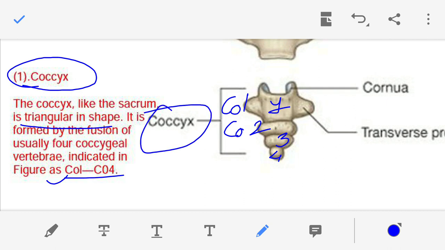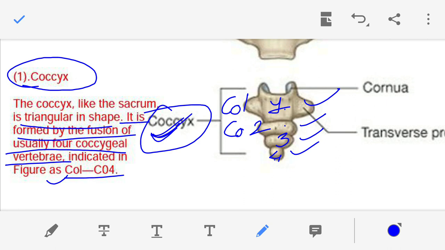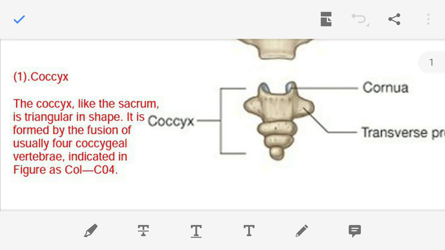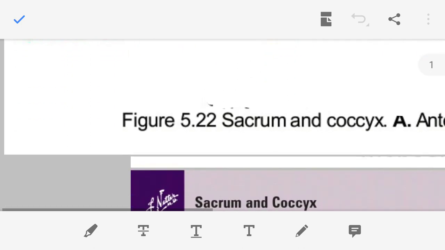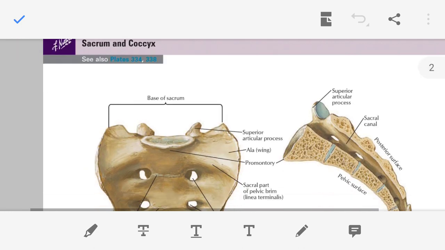So the coccyx is one vertebra, and how is this one coccyx vertebra formed? Here it is written, it is formed by the fusion of usually four coccygeal vertebra. So these four coccygeal vertebra, 1, 2, 3, and 4, join together, fuse together, and form one large coccygeal vertebra, that is known as the coccyx vertebra. So with this we have completed the first point of our discussion. Now moving on to the second point.